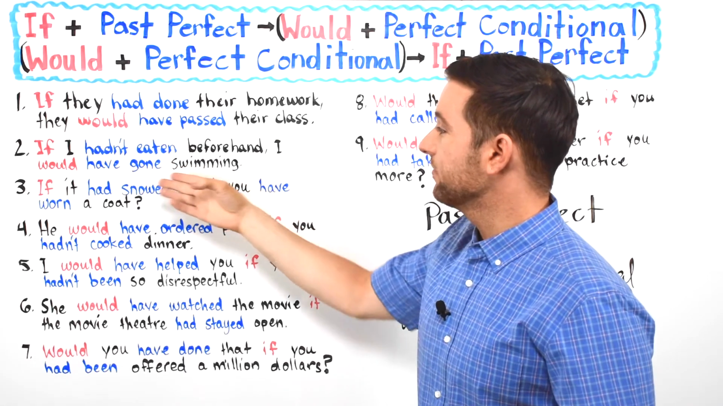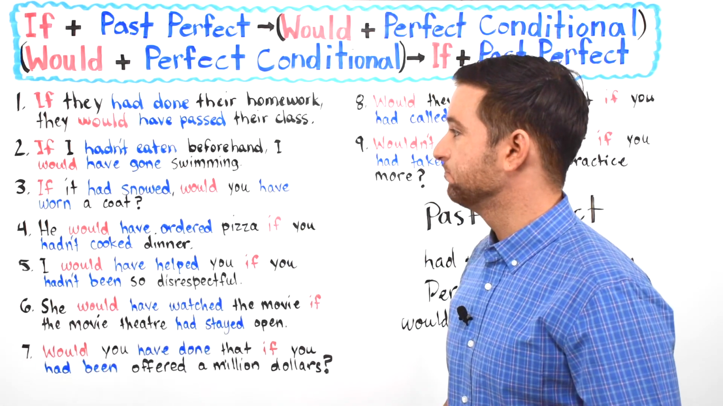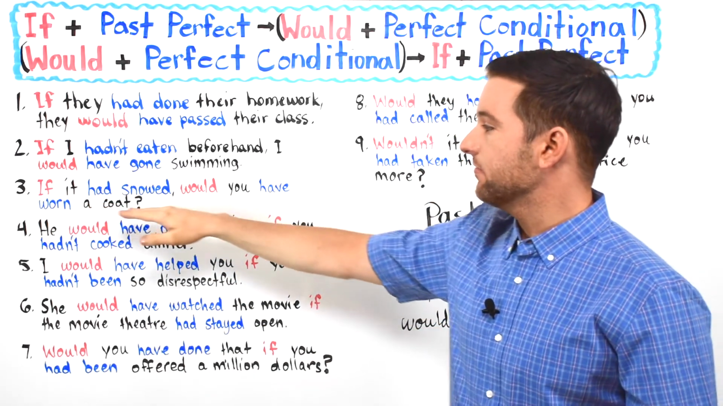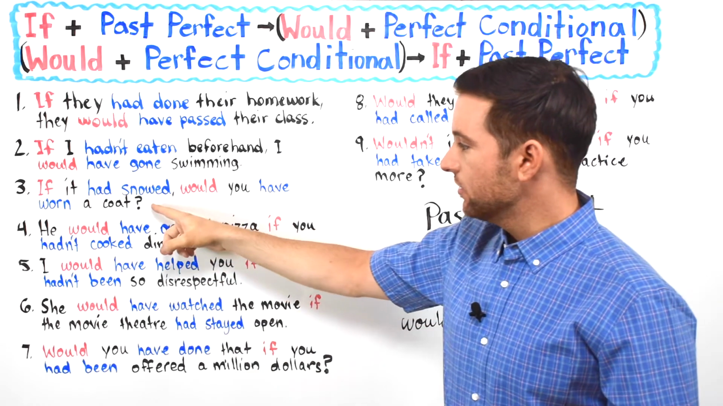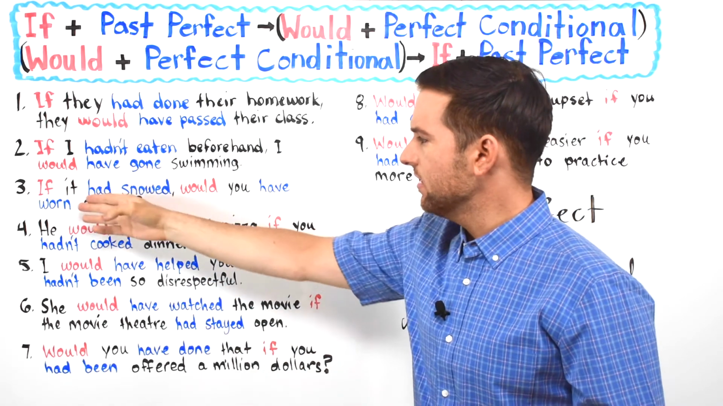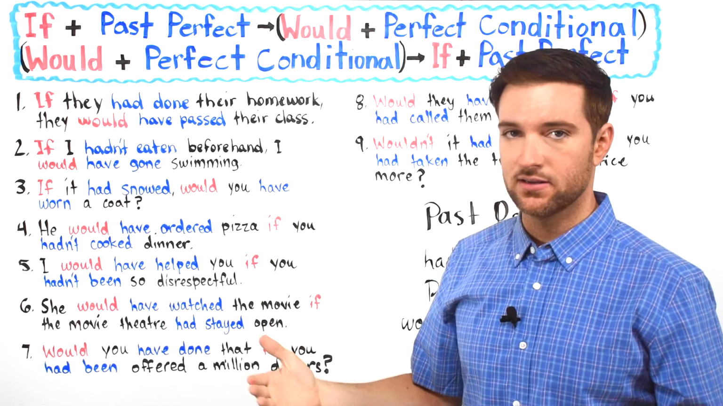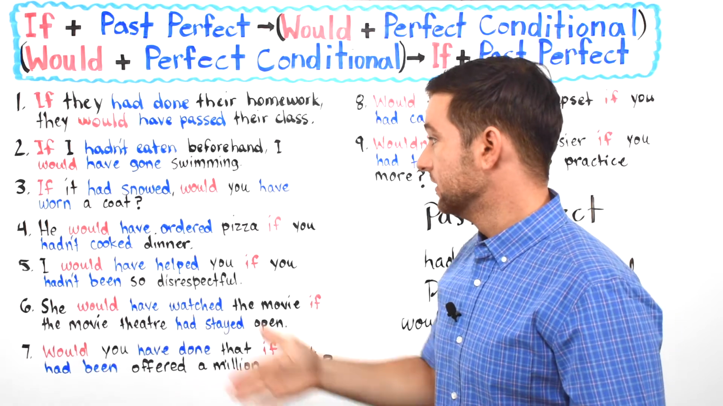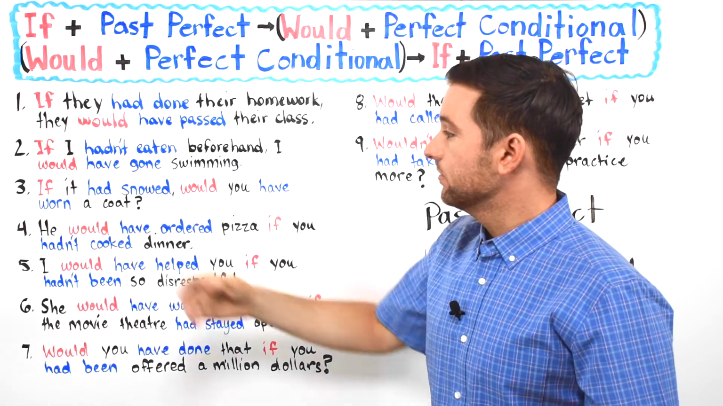Then I would have gone swimming, okay? Number three says, if it had snowed, would you have worn a coat? You can also use this with questions, okay? If it had snowed, hypothetically, if there was snow, maybe it's winter, would you have worn a coat?